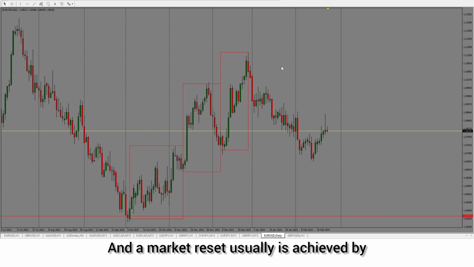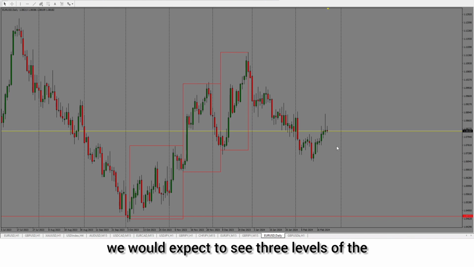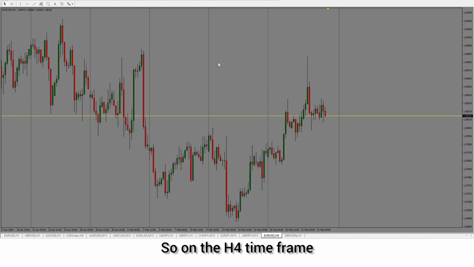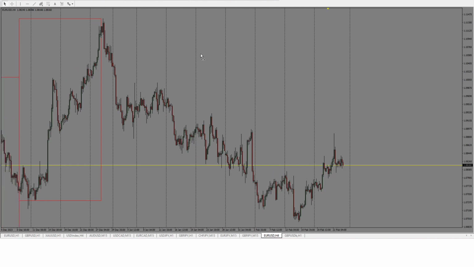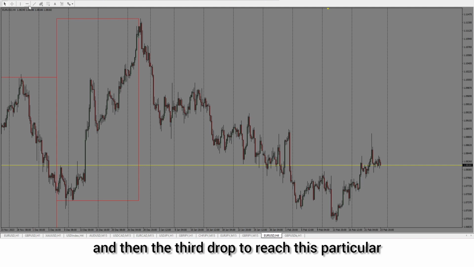The market reset is usually achieved by 3 levels of the preceding time frame. So from this particular point to the point of reset, we would expect to see 3 levels of the preceding time frame to the daily, which is the H4 time frame. On the H4 time frame, this is what we would see: the first drop, second drop, consolidation, and then the third drop to reach this particular point.